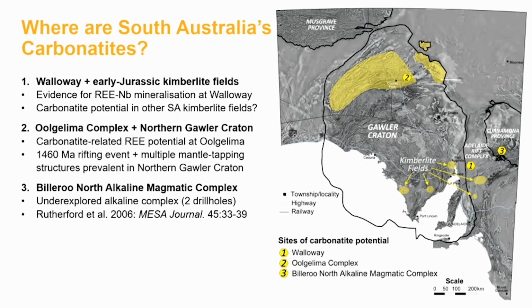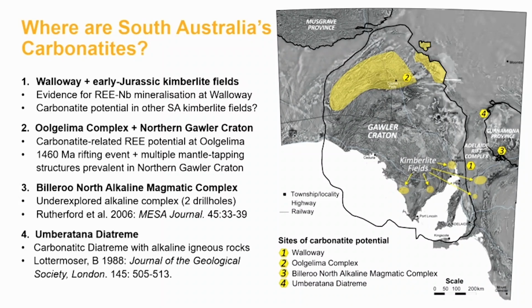Third, we have the Billeroo North Alkaline Magmatic Complex, which sits in the southern Curnamona. There is a very strong association between alkaline magmatic rocks and carbonatites, and this one is heavily underexplored with only 2 drill holes. So there is a Mesozoic journal article on that if anyone else is interested. And lastly, to the north of the Curnamona Province, there is also the Umberatna diatreme that has been published on as a carbonatitic diatreme, also associated with alkaline igneous rocks.